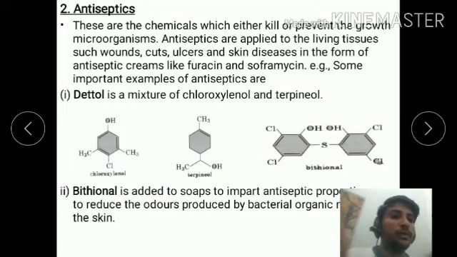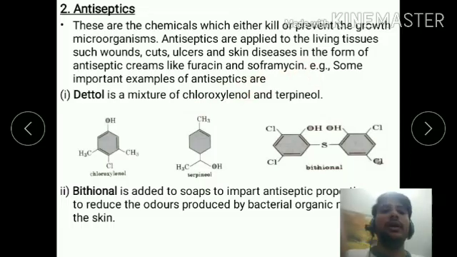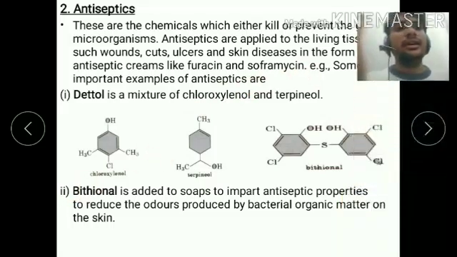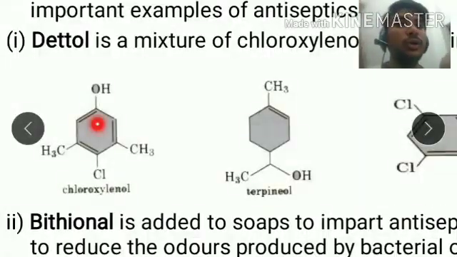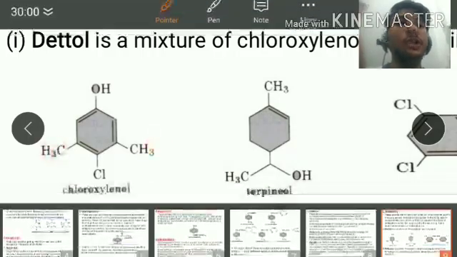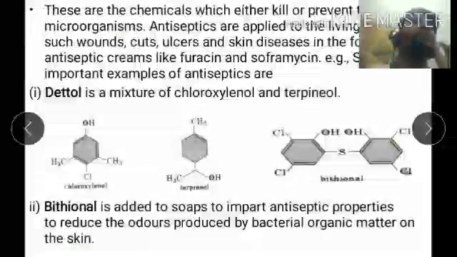Dettol, what is Dettol? Most important question. Dettol is a mixture of chloroxylenol and terpineol. This is the structure of chloroxylenol. It is a benzene molecule. It contains OH, two CH3 groups and one Cl. That is called chloroxylenol. And what is terpineol? Benzene contains two CH3 groups and one OH. This is the most important formula and mixture of Dettol. You have to ask the question.